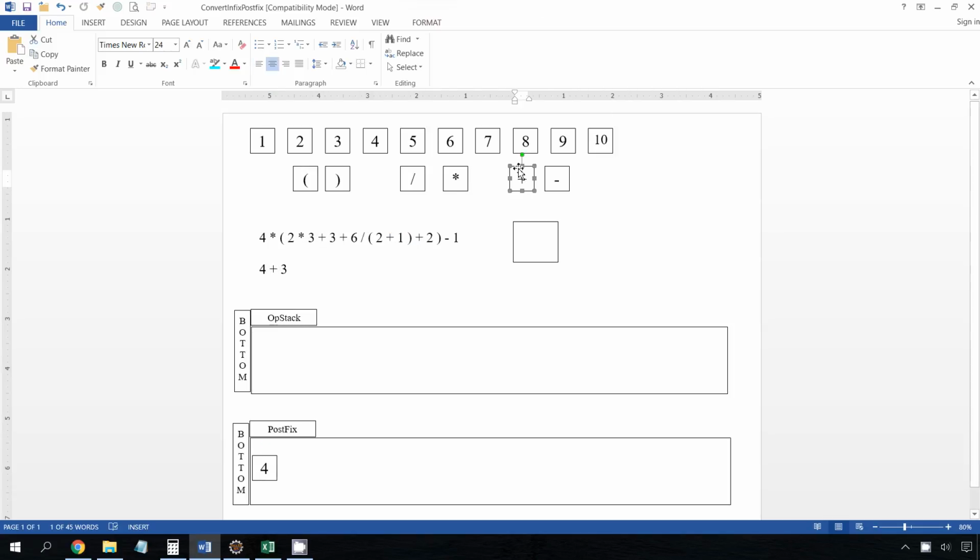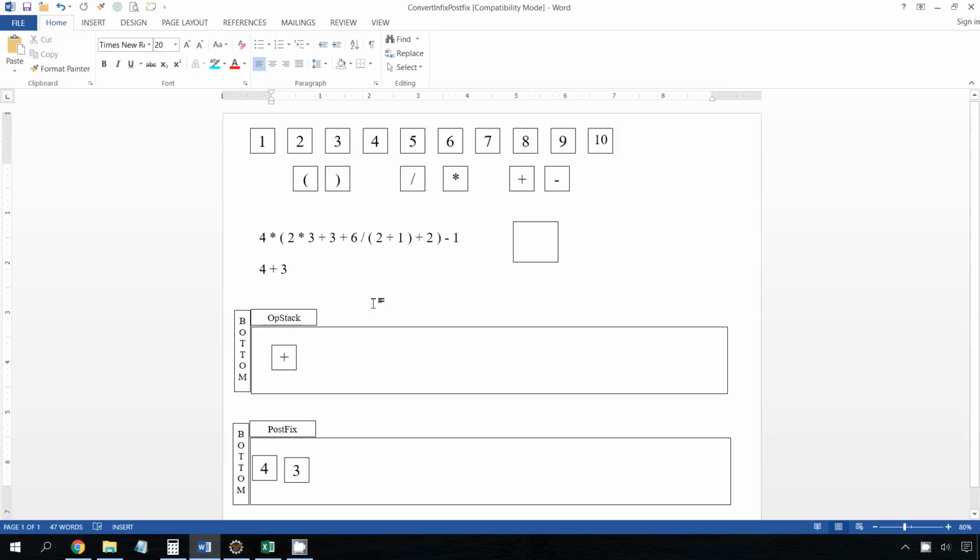Next up is our operator, the plus sign. When we're evaluating an operator, we compare it to what's in the op stack. But the op stack right now is empty, so all we do is push that operator onto the op stack. And then next up is our 3. That's a value, so we just push it onto postfix. And then we've reached the end of our expression, and the rule for that is you just pop everything off the op stack and push it onto the postfix stack.